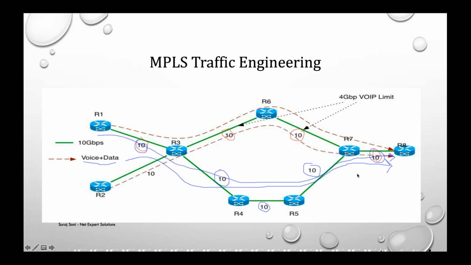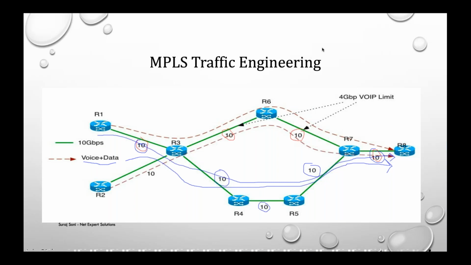So I can reserve this path by the use of the characteristics of the voice traffic. Whenever voice traffic comes in, R3 will forward it via this path, and when data traffic comes in, R3 will forward it via this path, which is the IGP path. So this is an example of what we can do by the use of traffic engineering.